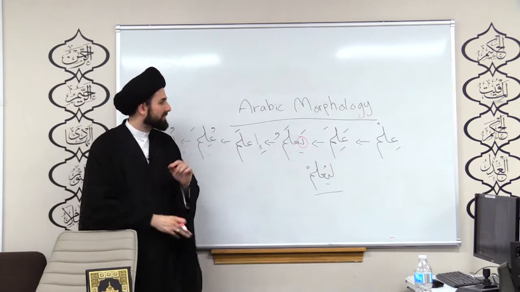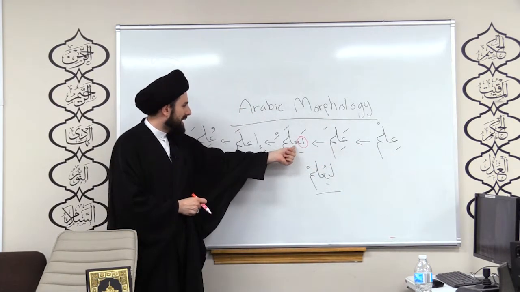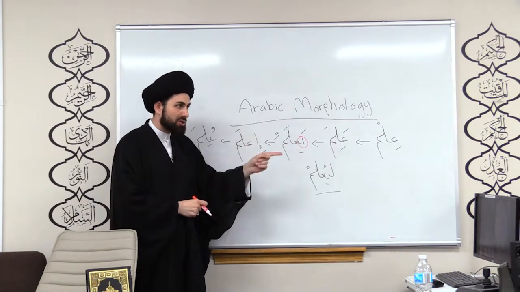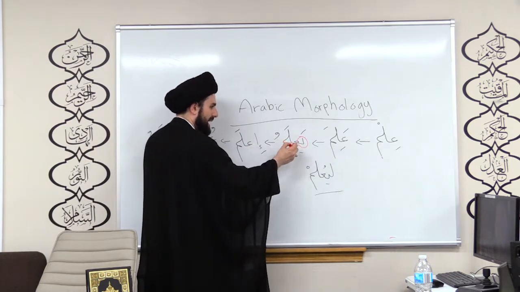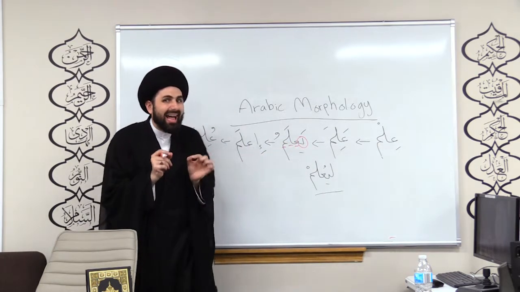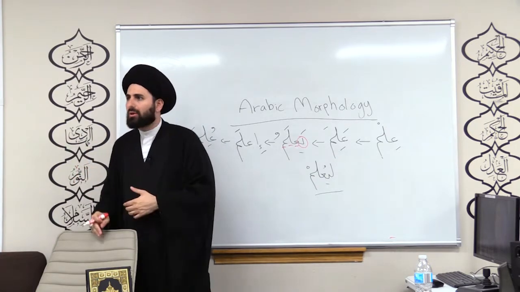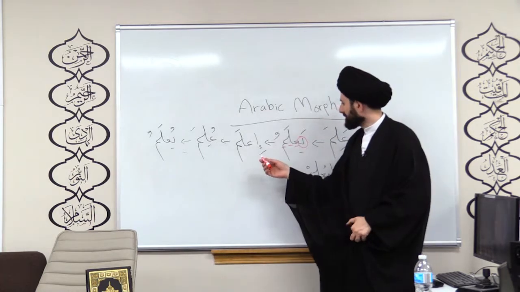Knowing this is very helpful. It's very important. Once you know the form and pattern of ilm, and then you look at this form and pattern, you're like, okay, the ya over here is an extra letter. The real letters are the ayn, the lam, and the mim. This helps you understand the meaning of the word. And the root word. What is the root word? This really helps you.